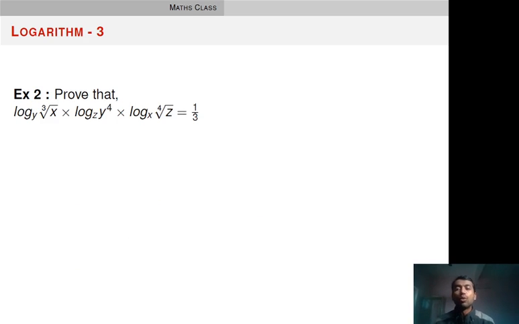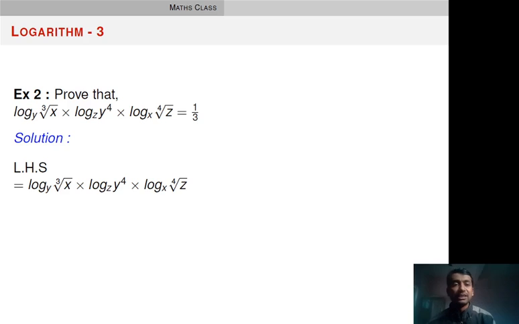Prove that log cube root of x base y into log y raised to 4 base z into fourth root of z base x is equal to 1 by 3. Now here again the question is related to prove that, so we'll start with the left hand side. It is given to us. One more thing you can observe is that the base in the log functions is different for each case. The first log function has base y, the second has base z, and the third has base x.